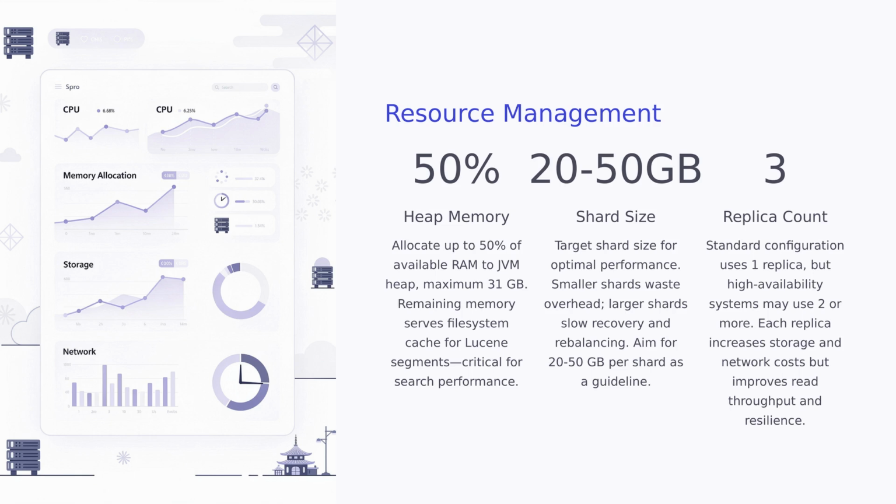Allocate up to 50% of available RAM to JVM heap, with a cap at 31 GB, balancing memory for Lucene segments. For shard size, aim for 20 to 50 GB each to avoid inefficiencies. Consider replica count. While standard is 1, high availability setups may benefit from 2 or more, boosting read throughput and resilience. Fine-tuning these aspects ensures efficient use of resources and enhances system reliability.